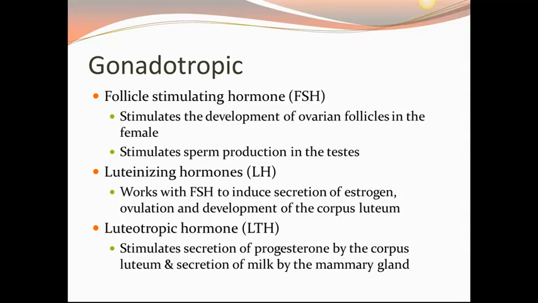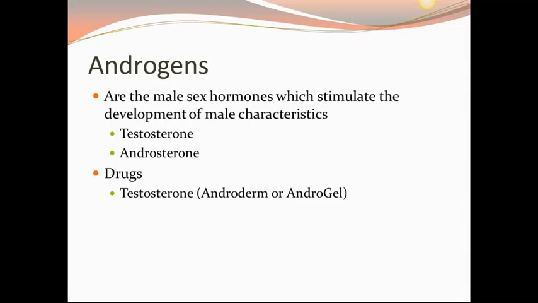And then we also have the luteotropic hormones, or LTH, which stimulates the secretion of progesterone by the corpus luteum and secretion of milk by the mammary glands. Androgens are the male sex hormone, which stimulates development of the male characteristics. Two different examples are testosterone and androsterone.